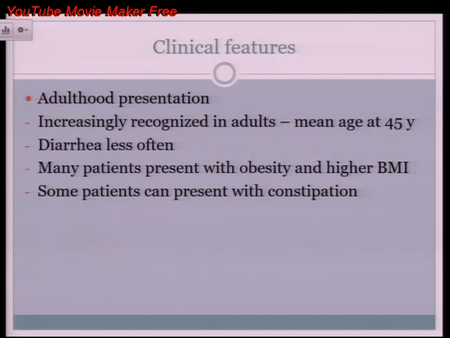Diarrhea is less common in these patients. They can present with all kinds of symptoms, just abdominal pain, sometimes even constipation, sometimes alternating diarrhea and constipation. So many patients present with obesity and a higher BMI. Like I said, some patients can present with constipation.